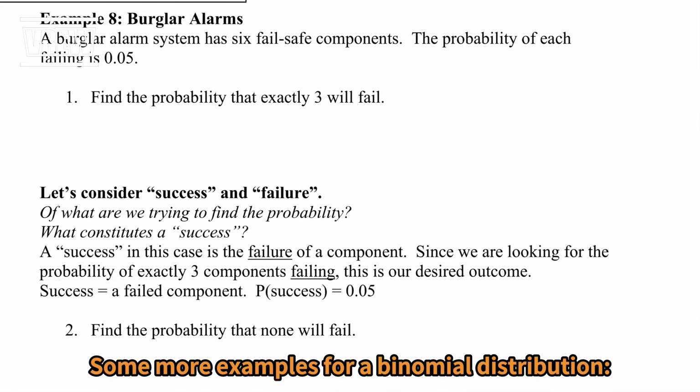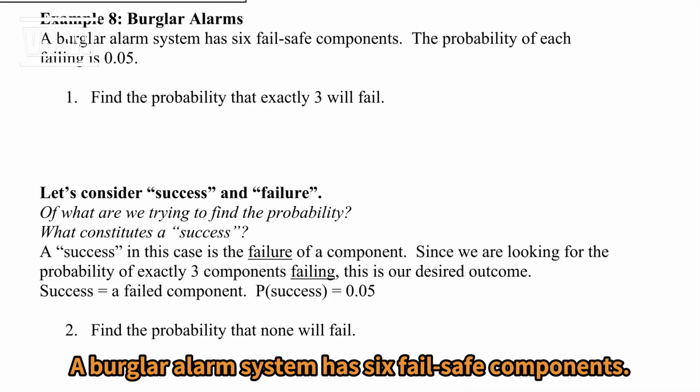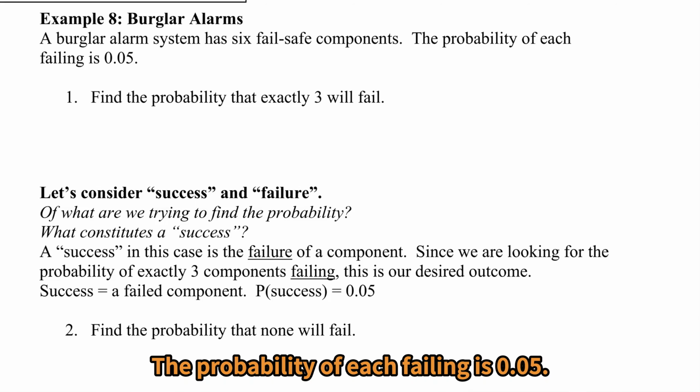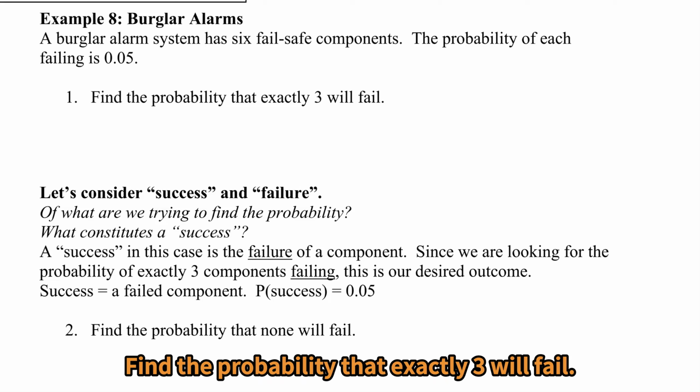Some more examples for a binomial distribution. A burglar alarm system has 6 fail-safe components. The probability of each failing is 0.05. Find the probability that exactly 3 will fail.